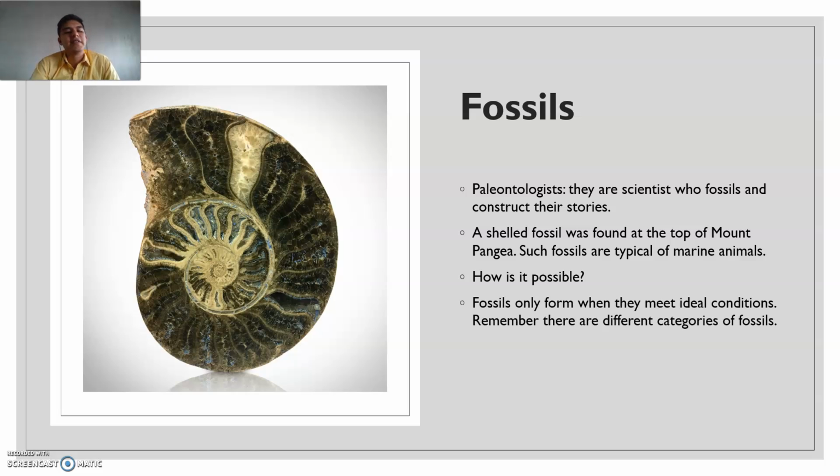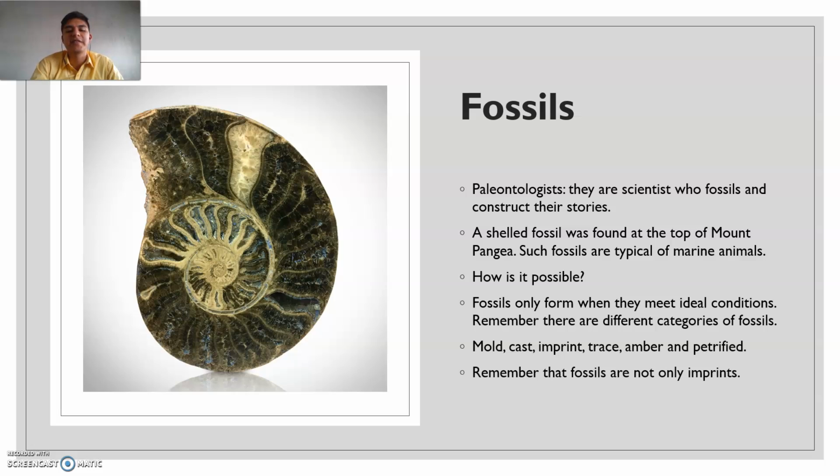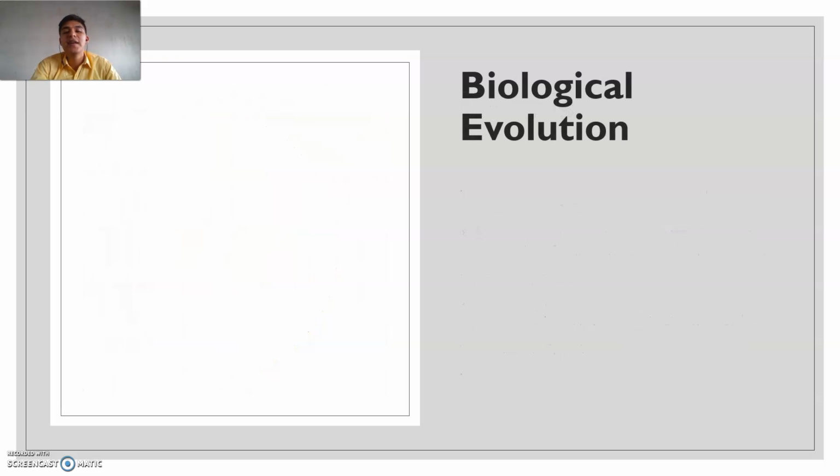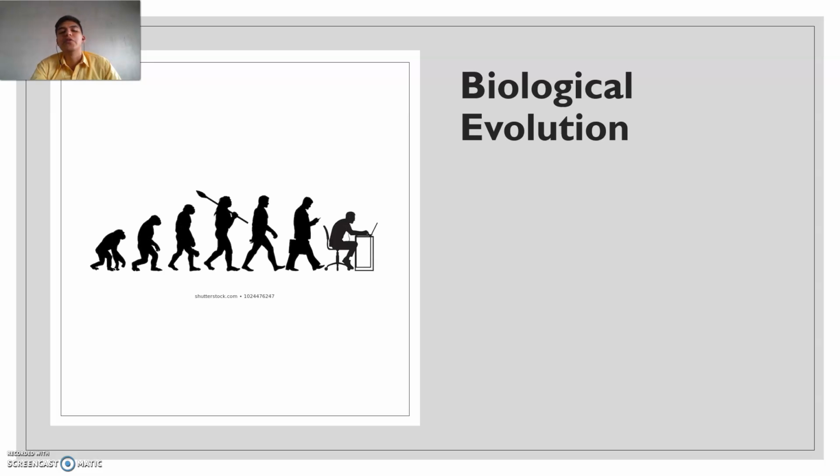Something very important to notice is that fossils only form when they meet ideal conditions. Remember, there are different categories of fossils. We have studied them before, and of course, if we go back to the names of the categories of fossils, we are going to find mold, cast, imprint, trace, amber, and petrified. You can always go back to some previous videos in case you would like to review some of the information about these topics. And remember that fossils are not only imprints, so there are many things, just like we have studied before as well. Let's continue talking about biological evolution.